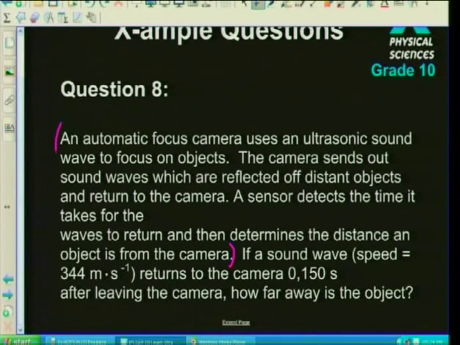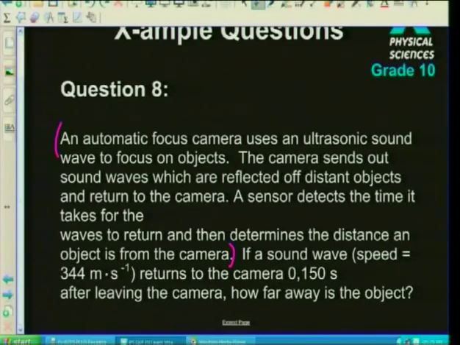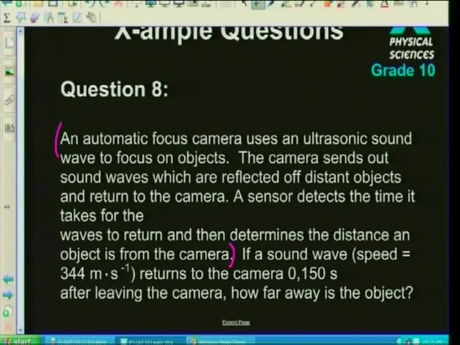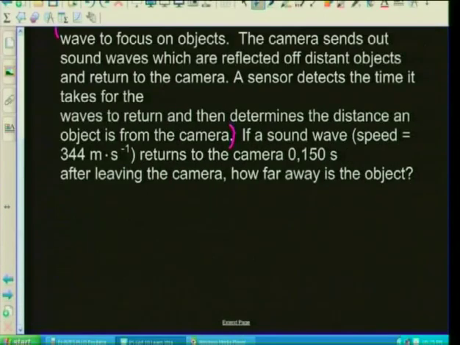These first 3 or 4 sentences, grade 10s, are to put your science in context. I could have just started this question by saying a sound wave returns to a source 0.15 seconds after leaving the camera. How far away is it? That's boring. Let's put it in context. That's why you have these. But it does mean that this first little bit of information really isn't that important to the calculation. But we've got to find that information.